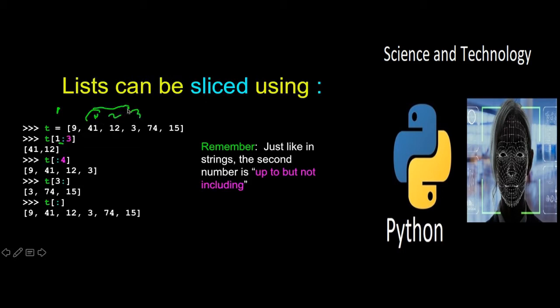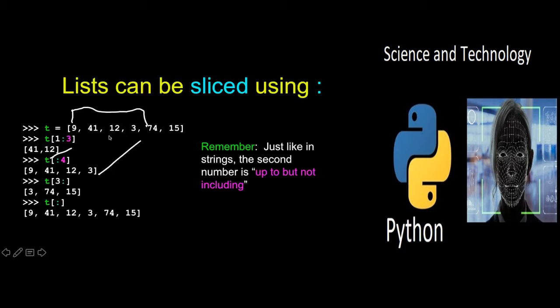So this goes up to, but not including 3. And that's why we get 4112 out of that. So up to, but not including. I'll just say that over and over again. If we do, you can leave the first part out, and you can say, oh, up to, but not including 4. So that starts at the beginning, goes up to, but not including 4. And so that's how we get that piece right there.